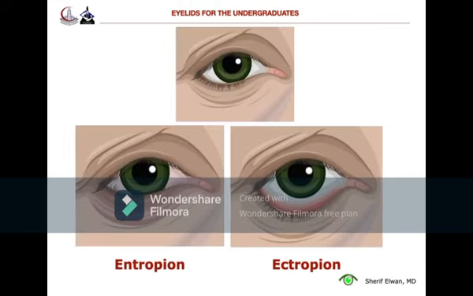Now, this is the normal position, the upper photo, the upper diagram, the normal direction of the upper and lower lashes. Now, here, down and to the left, the lower lid is directed, the lid margin is maldirected inwards, and this is called entropion. And the lower right diagram is ectropion, where the lid margin is directed outwards.